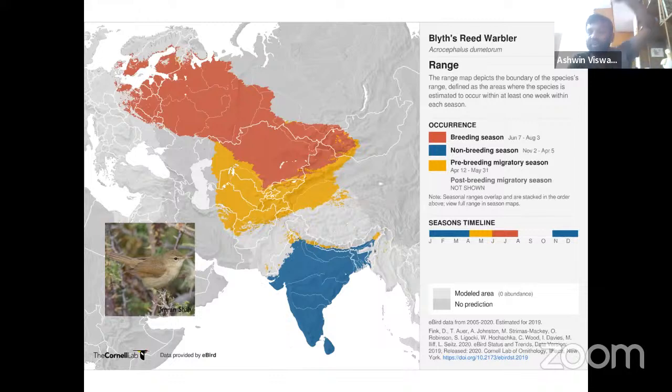Then it goes all the way up to almost Northern Europe and parts of Russia. They breed in Finland, they breed in Russia, and parts of Central Asia. They go quite far. They just go for two to three months and then they're back in September, October.